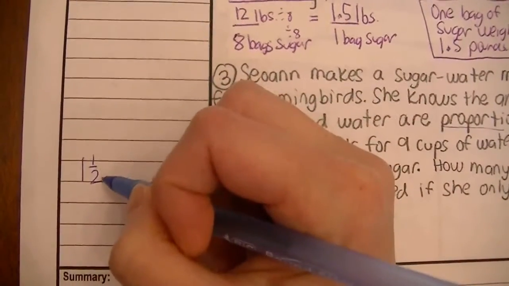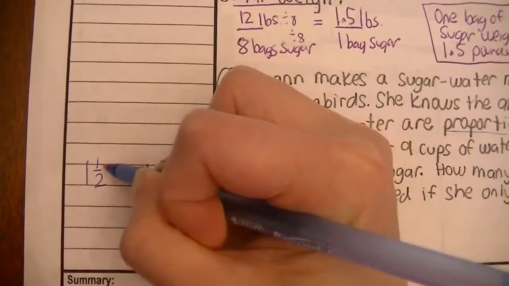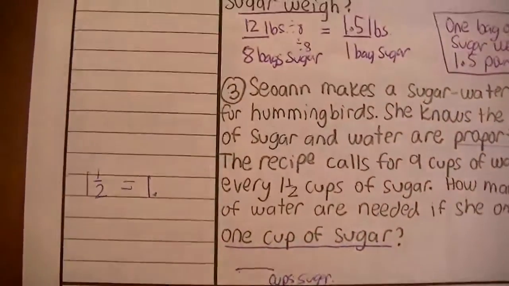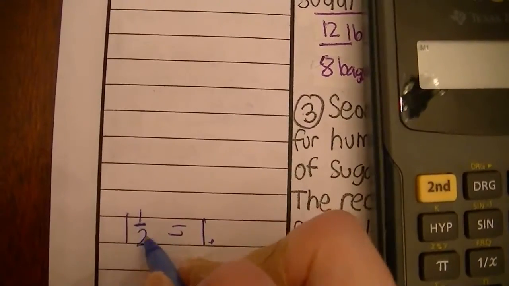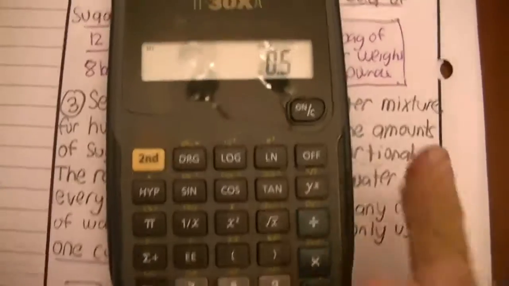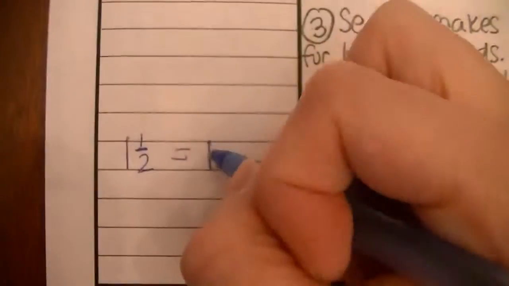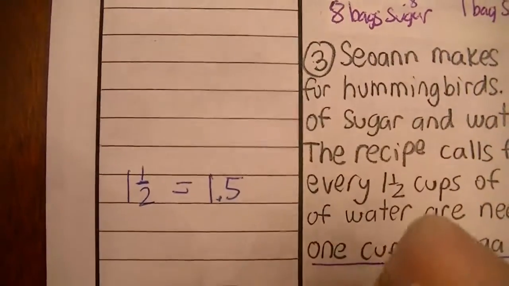So one way that I can do this is by going, I know 1 is the whole number, and if I need to figure out what 1/2 is as a decimal, I can just go 1 divided by 2, the numerator divided by the denominator. I'll show you. And that's 0.5. So I know that its decimal form would be 1.5, okay?